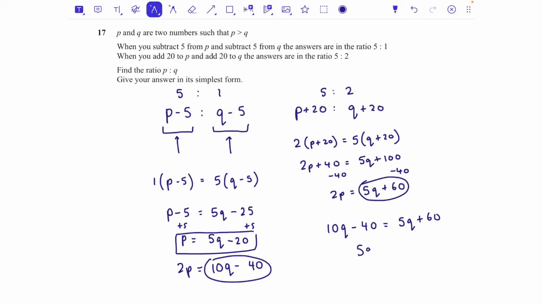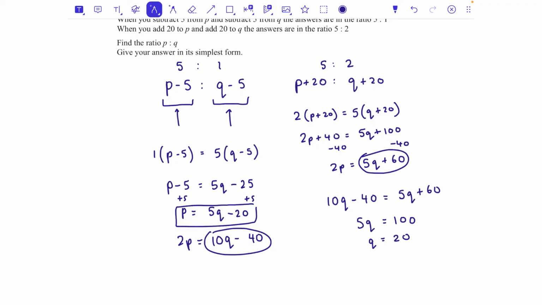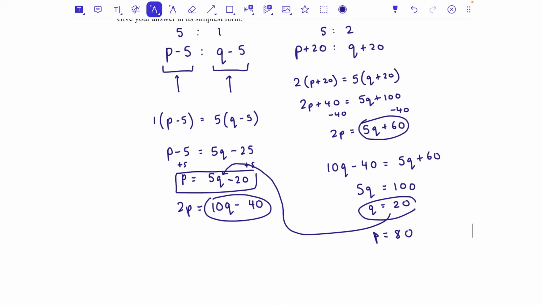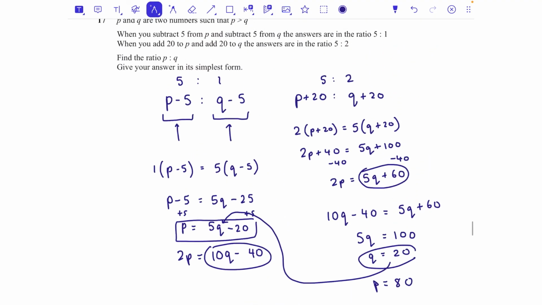So 5Q is adding 40, 100, so Q is 20. That's solved what Q is. Once I know what Q is, I can then work out what P is. So Q is 20, let's pop that back into here. 5 lots of 20 is 100, take away 20 is 80, so P is 80. Therefore, the ratio P to Q, which is what they wanted, we know that P is 80 and Q is 20, so dividing both sides by 20, I get the ratio 4 to 1. For 5 marks there. Quite tricky, that one though.